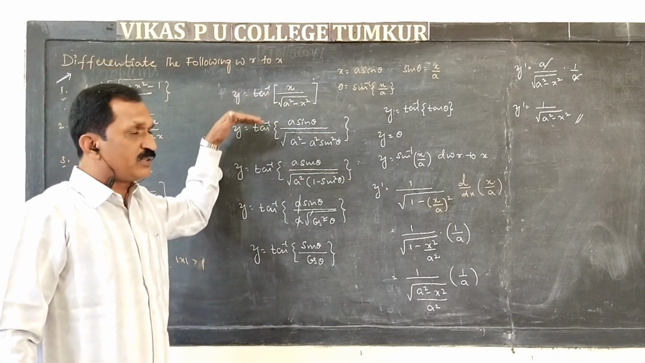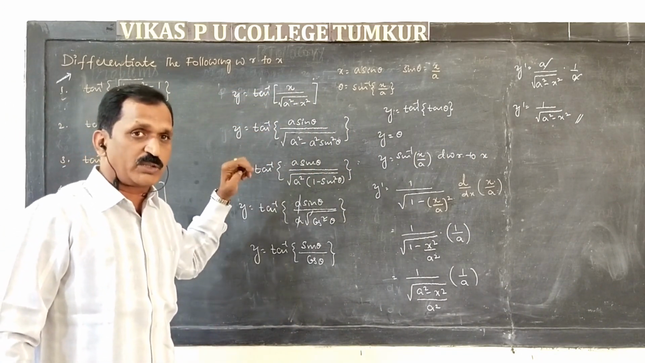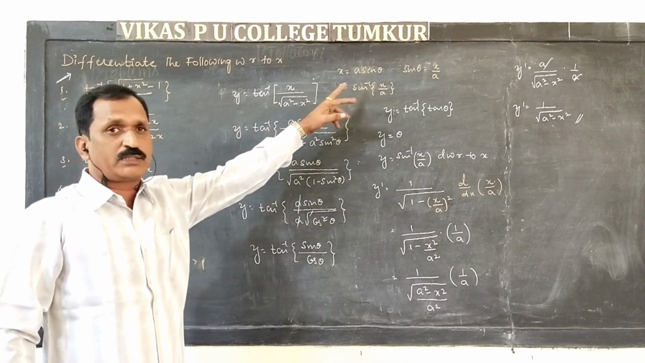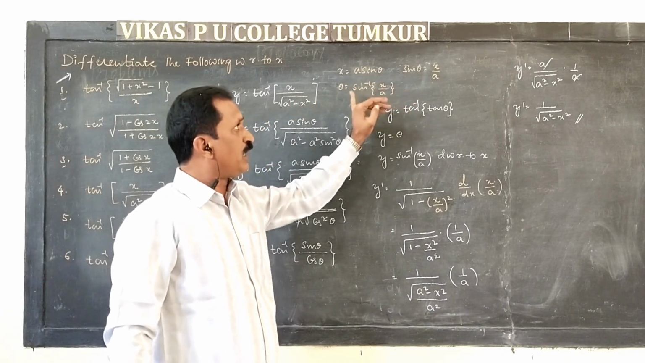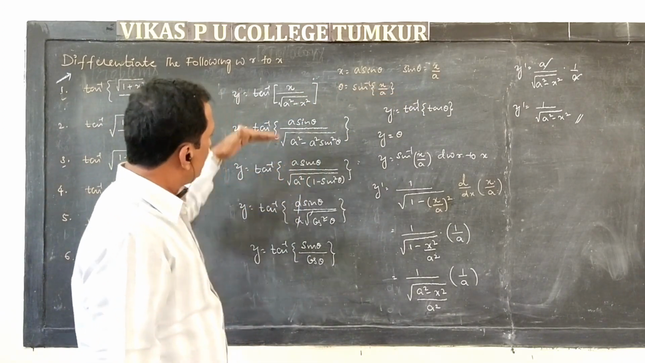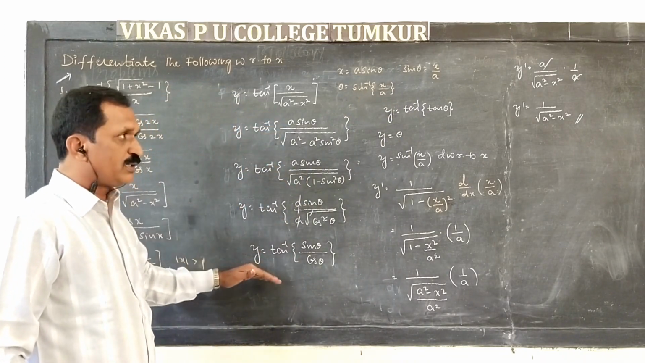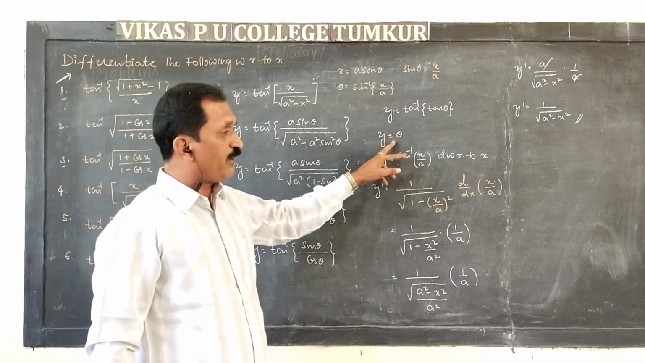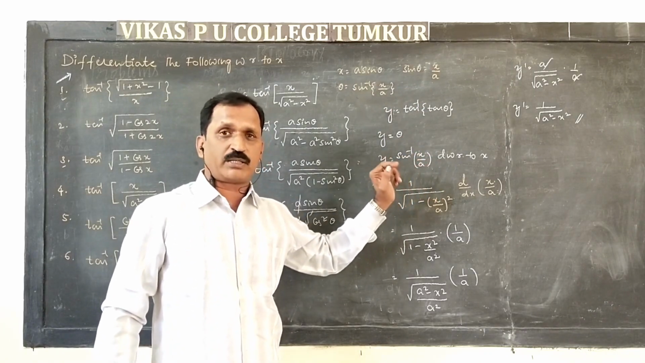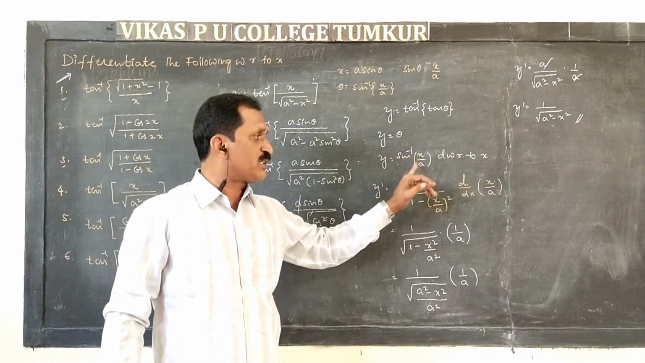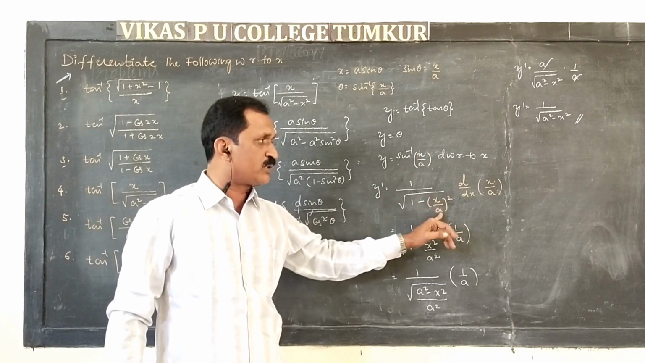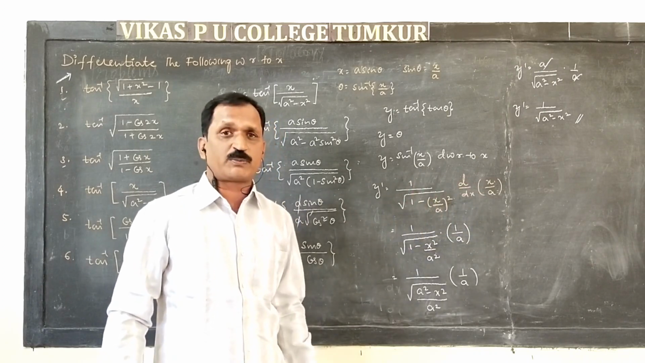First, substitution. I will substitute x is equal to a sin theta here, so that sin theta will become x by a, and theta will become sin inverse of x by a. Because of simplification, in place of theta, substitute sin inverse of x by a and differentiate, carefully. The derivative of sin inverse of x is 1 by root of 1 minus x square, here x by a whole square, into differentiation of x by a.